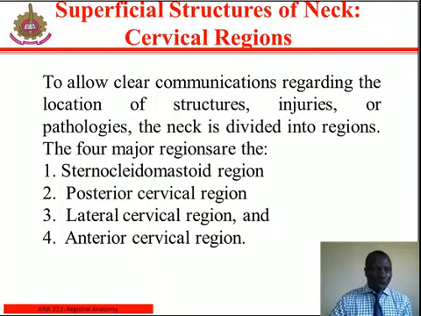Superficial structures of the neck, specifically the cervical region. To allow clear communication regarding the location of structures, injuries, or pathologies, the neck is divided into regions. The 4 major regions are the sternocleidomastoid region, posterior cervical region, lateral cervical region, and anterior cervical region.